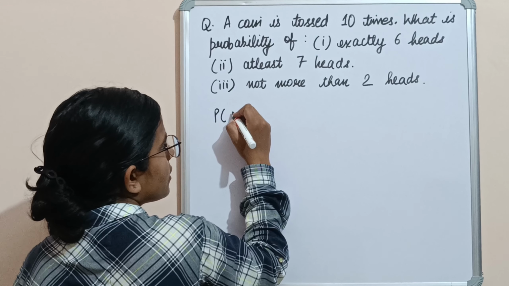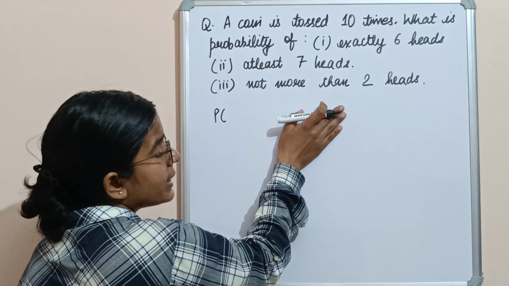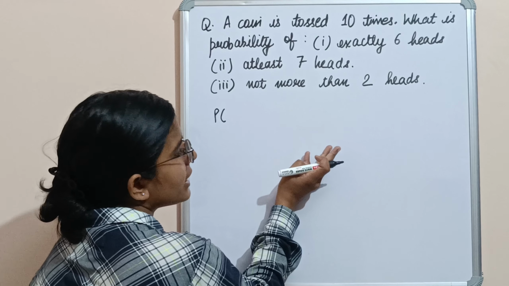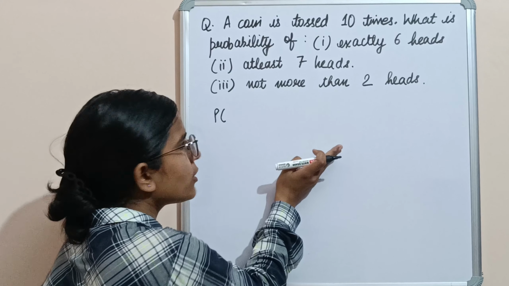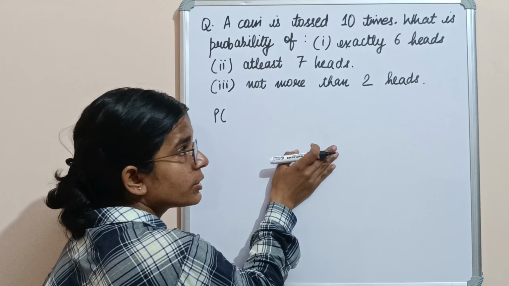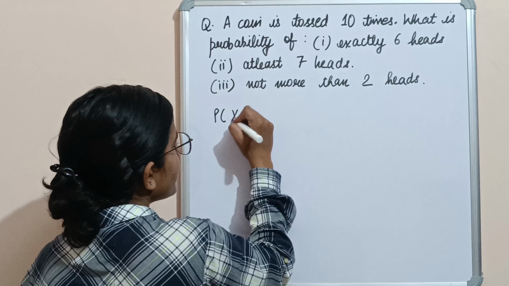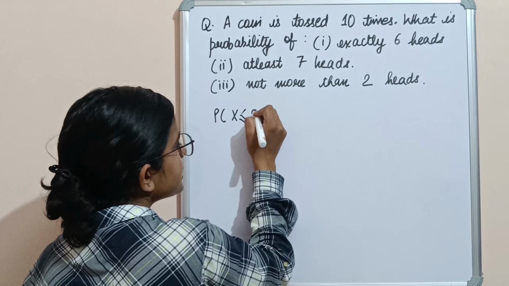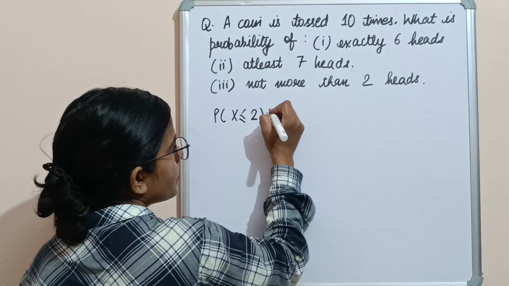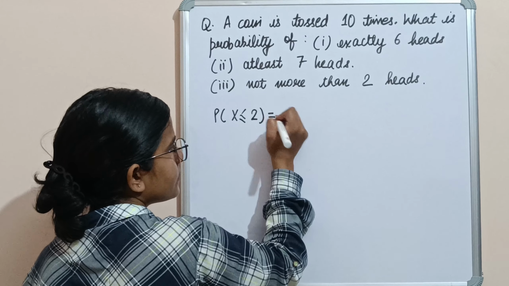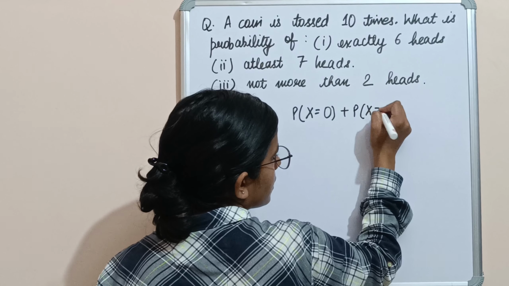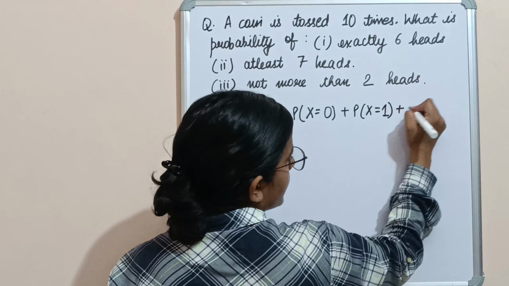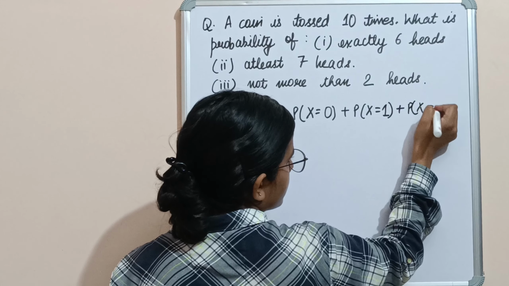Probability of getting not more than 2 heads means probability of getting 0 heads, 1 head or 2 heads, but not more than 2. So this will be probability of x less than or equal to 2. This will be probability of x equals 0 plus probability of x equals 1 plus probability of x equals 2.